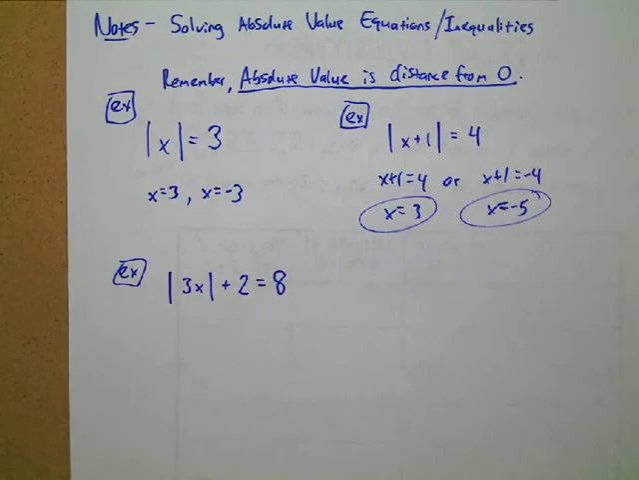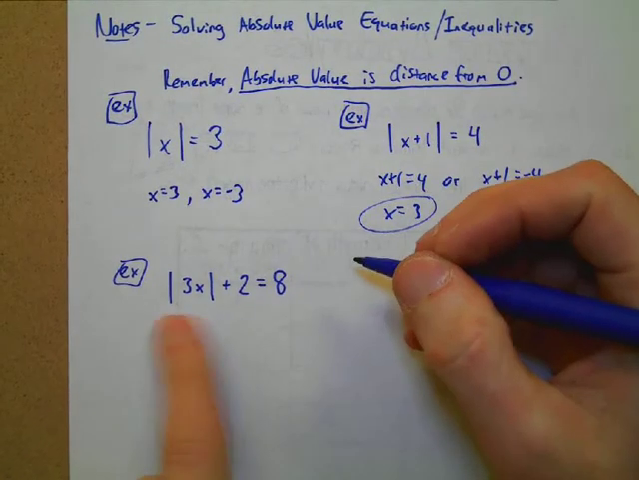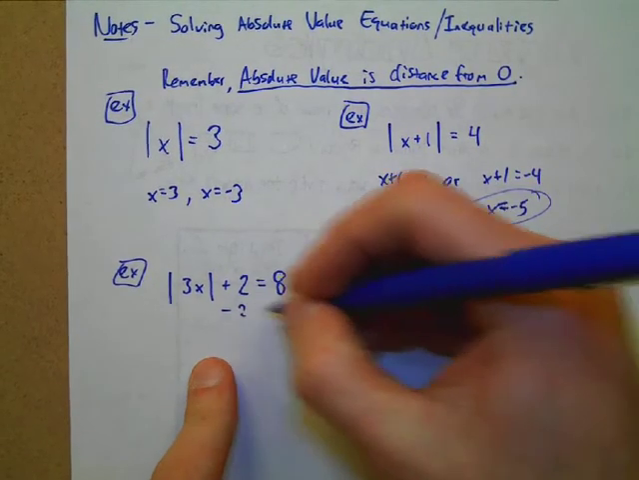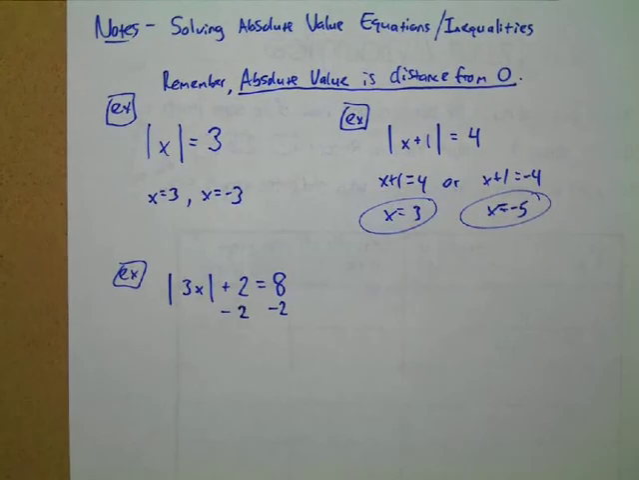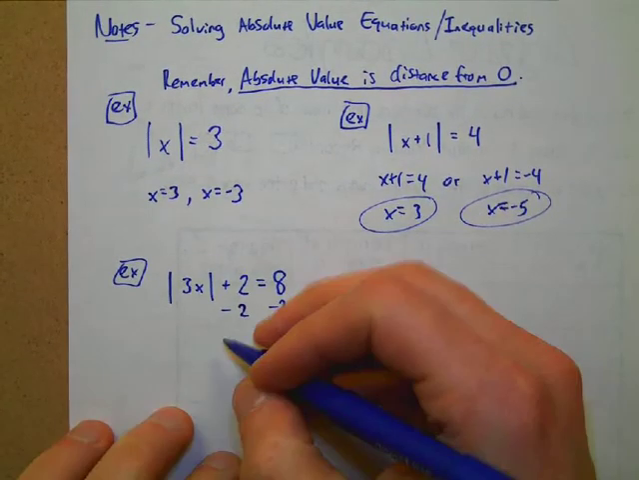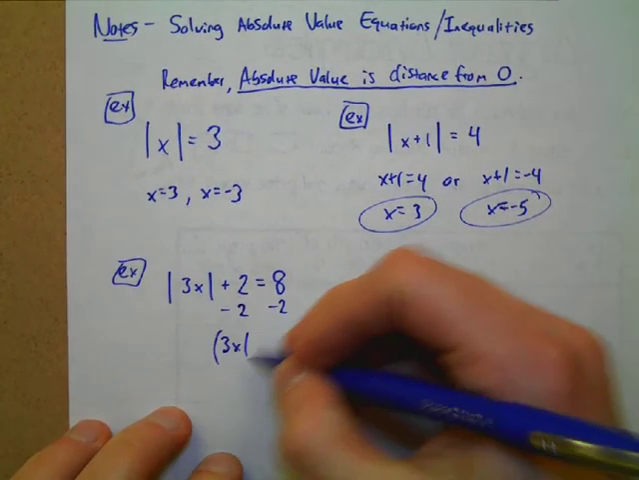Okay. In this one, there is some previous work that we can do, right? What would be a good first step here? Yeah, subtract 2 from both sides. This 2 is outside the absolute value, so we can do our normal algebra stuff with that. And so we'll get absolute value of 3x equals 6 there.